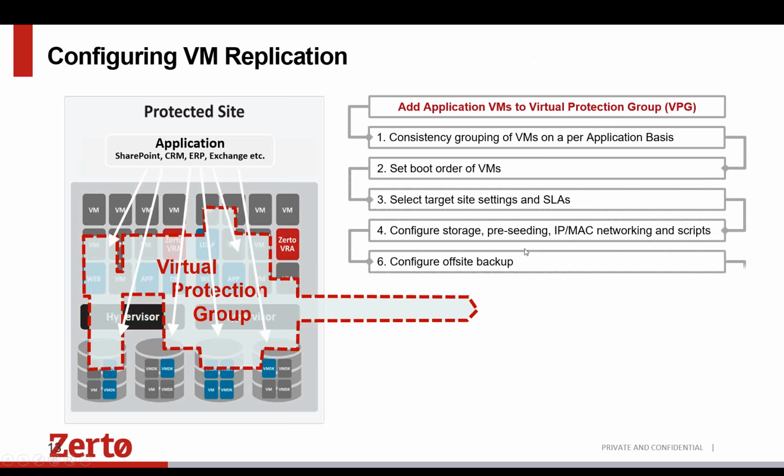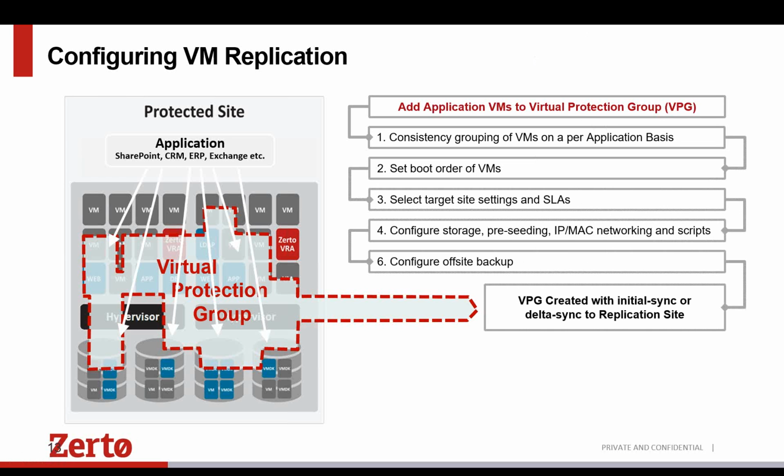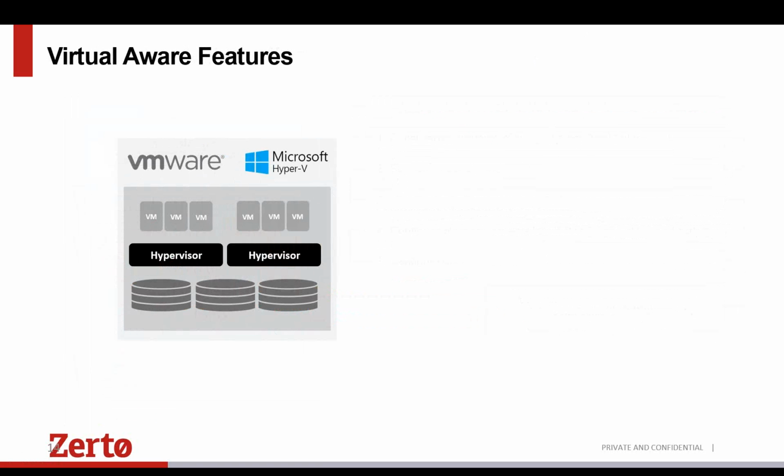Then finally, once you've configured these settings, the virtual protection group is created, and it will either do an initial sync of all of the data, or it will do a delta sync of just the changes if you've selected to pre-seed. Once you've created this protection group, this is when the virtual awareness of Zerto really kicks into effect, and you start to see the value proposition of this virtual awareness, because the day-to-day changes that happen in your virtual environment are automatically updated and reflected in Zerto. You don't have to constantly manage the BCDR in recognition of the changes that you're making.